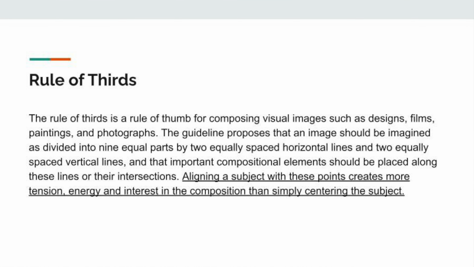Here's the main idea. Aligning a subject with these points creates more tension, energy, and interest in the composition than simply just centering the subject. I taught this lesson last year for the first time in my photography class, and it was one of my favorite lessons. Why? Because at the most basic level, it's not a very hard concept, and just by implementing it, it can elevate your photos very quickly.